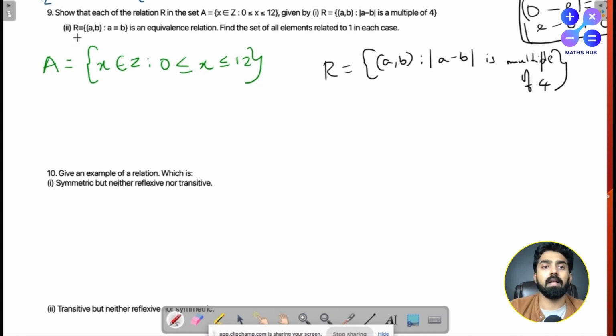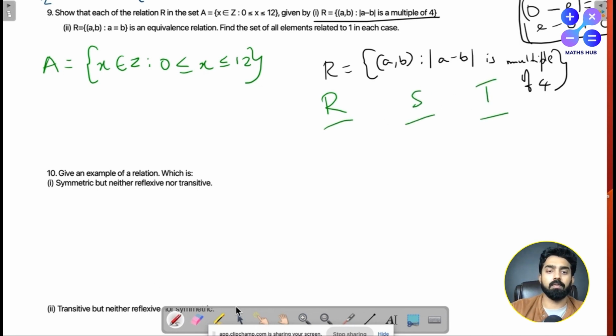Right? And second is R equals {(A, B) such that A equals B} is an equivalence relation. Find the set of all elements related to 1 in each case. Okay, so let's take the first question. So we need to find whether it is an equivalence relation, which means reflexive, symmetric, and transitive, right?